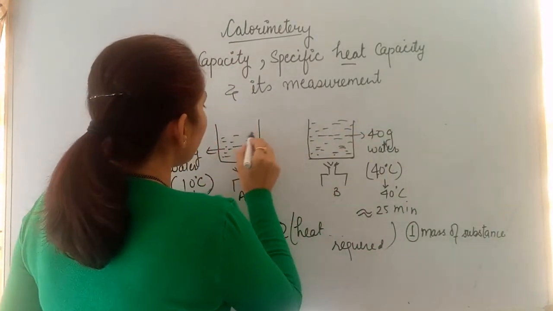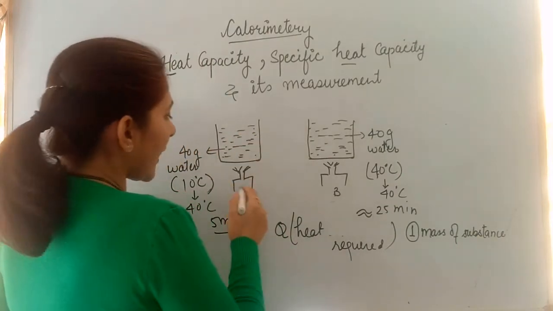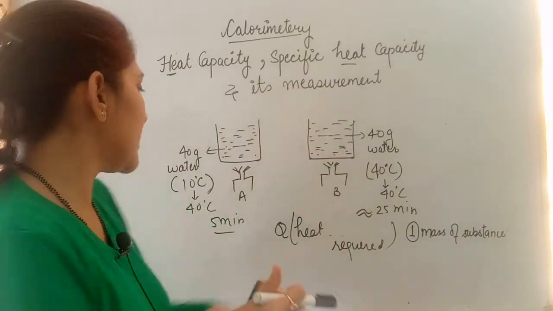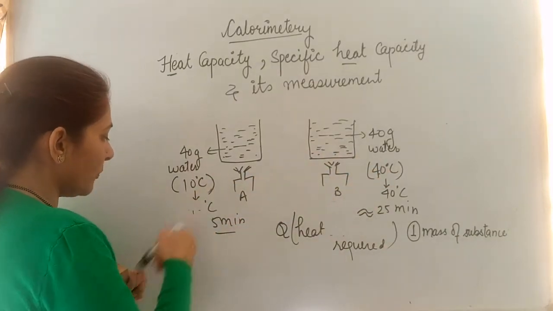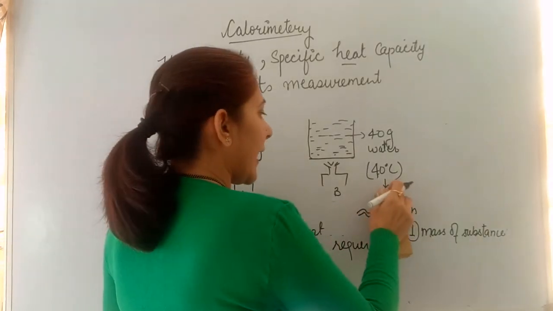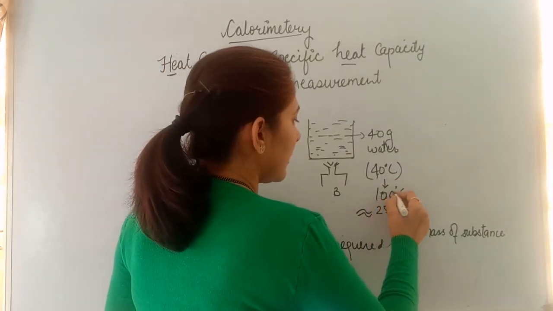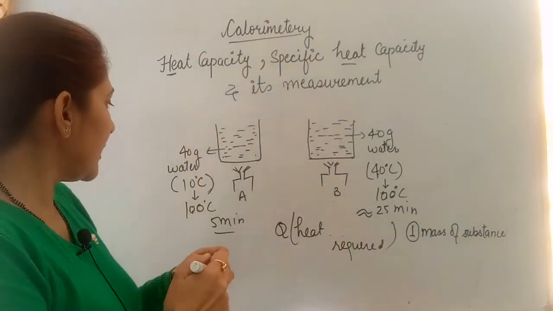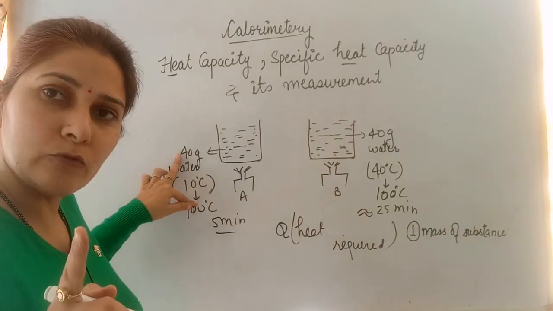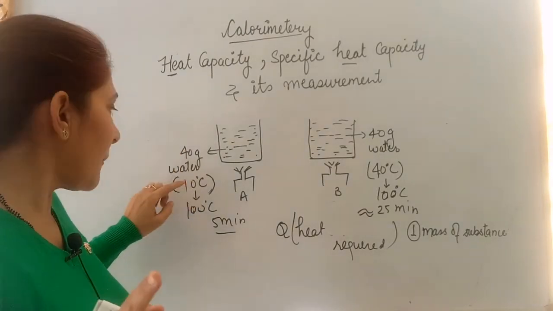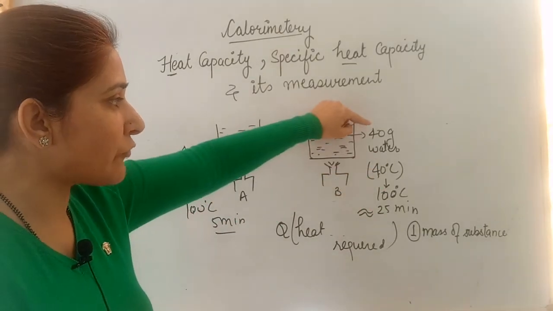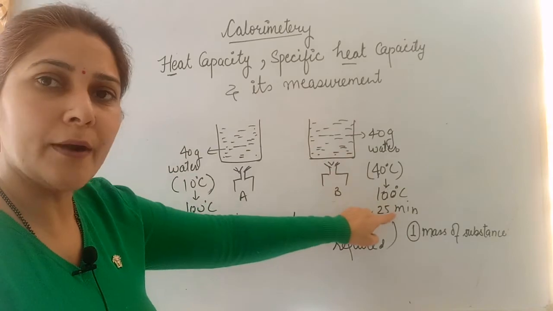If the amount of water is the same and I am supplying the heat at the same rate, then what will happen? Which one will be heated first? I have to bring this water to its boiling point, which is 100 degrees Celsius, and this is also 100 degrees Celsius. This water initially is at 10 degrees Celsius. The amount is 40 grams. I have to heat 40 grams of water from 10 to 100 degrees Celsius. In this container, I have to heat 40 grams of water from 40 to 100 degrees Celsius.